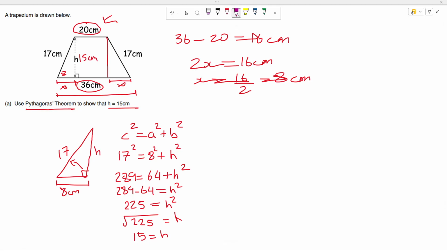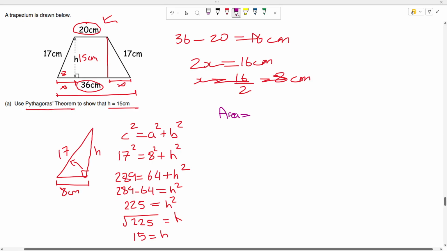Now let's go a step above it, okay? So let's go ahead and find the area of this trapezium. How do we find the area of the trapezium, guys? It is the sum of the parallel sides, so P1 plus P2, multiplied by the height and divided by 2. Now, the parallel sides are this side and this side, right? So we have 36 plus 20 multiplied by the height, which we just found, it is 15, and all of it divided by 2.